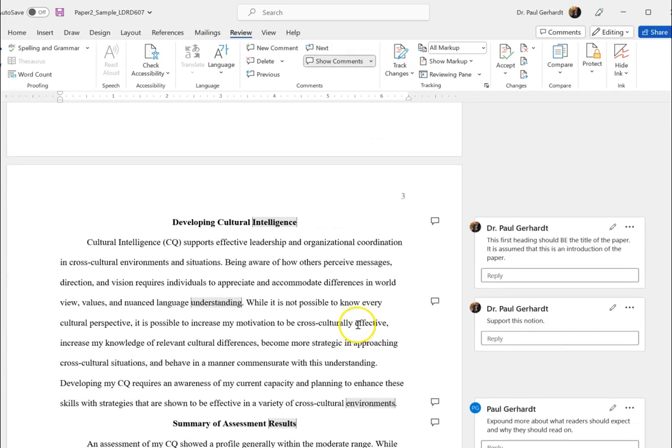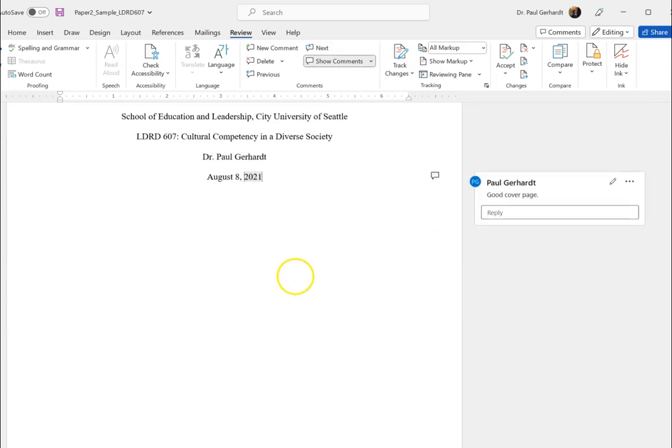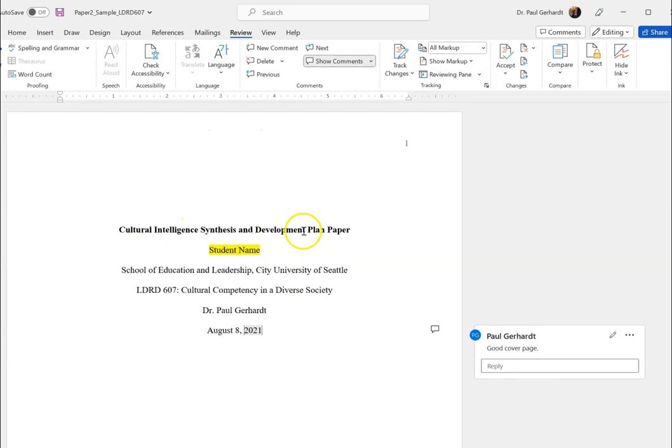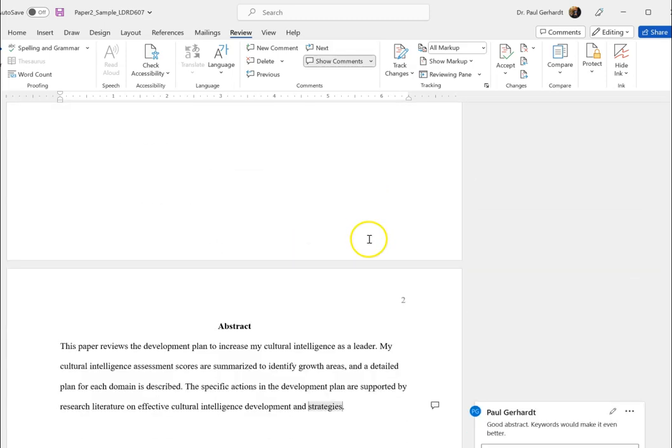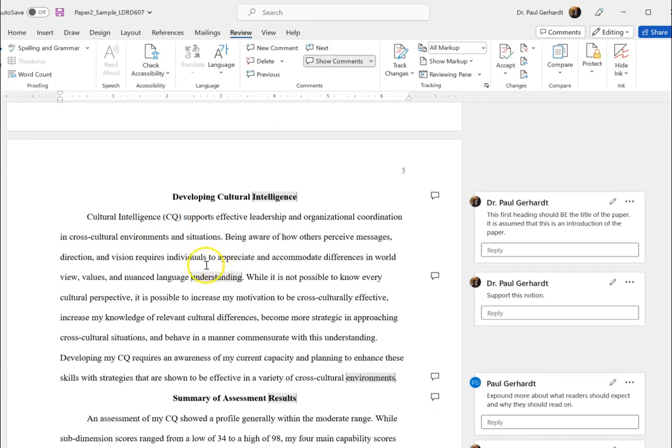All right, so here's the thing that some people miss. Some people put introduction over the first paragraph. Stop it. That is not APA 7th for student papers. The requirement for APA 7th student papers is you put the title of your paper over this. And this is close, but the title of this paper is Cultural Intelligence Synthesis and Development Plan. That's what should be over the first heading.